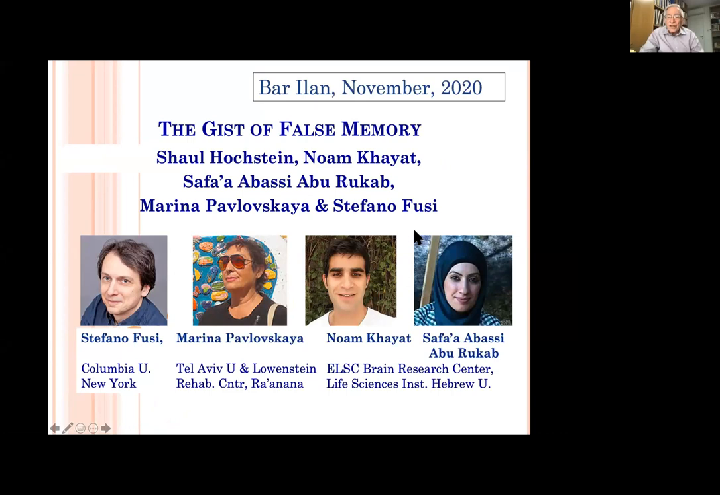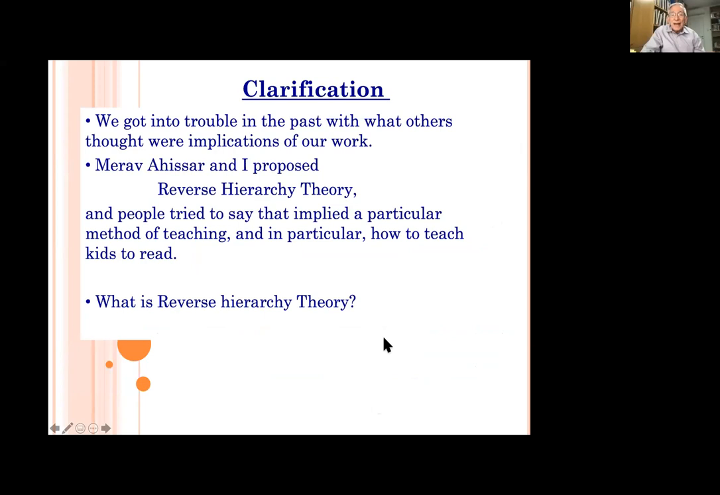Safa Abbasi Abu Rakab is from East Jerusalem, actually, and she's an occupational therapist at an Arab school for autism, and has done some of the work that we're talking about today. She has done it with autistic kids.